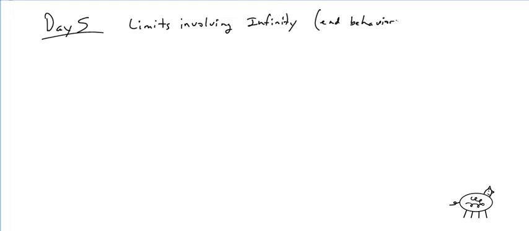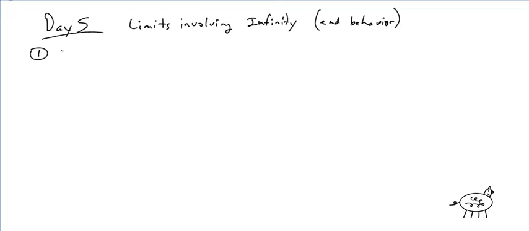Today we're going to talk about more limits, but limits involving infinity. Basically, when something involves infinity, what we're really talking about is called end behavior. Let me do some examples here, and we'll talk through them.